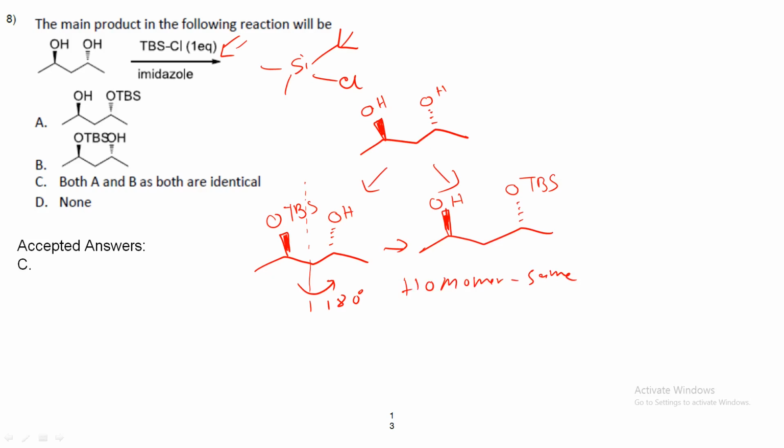They are not enantiomers or diastereomers. They are the same. So that's now checked. So A and B should be the right option, and A and B are both identical also. So we cannot choose just one. A and B are both identical, which means they are homomers. That's how the right answer should be.